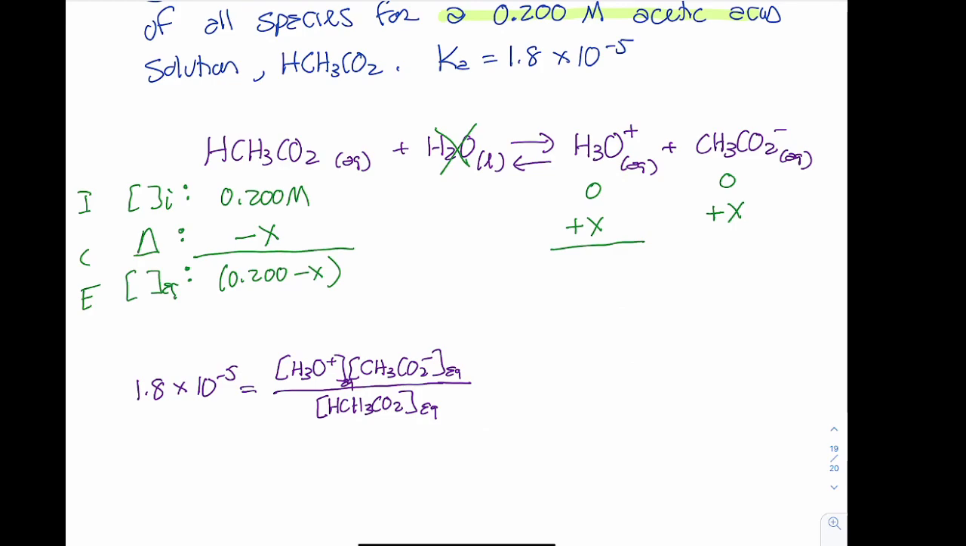For hydronium ions, 0 plus X is just X, right? What we started out with plus what we gained, and then also just X. We then take those numbers and plug them into this expression. So X times X on the top, so X squared, and then on the bottom, 0.200 minus X.